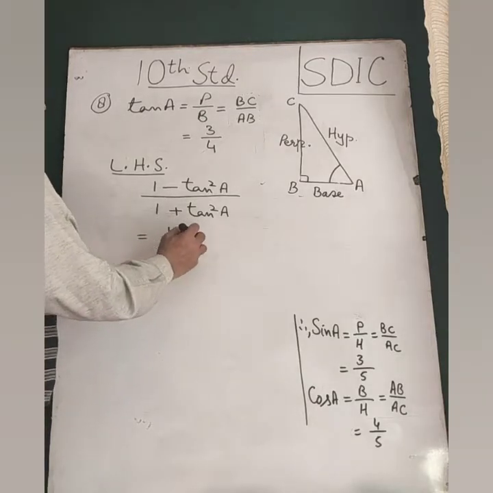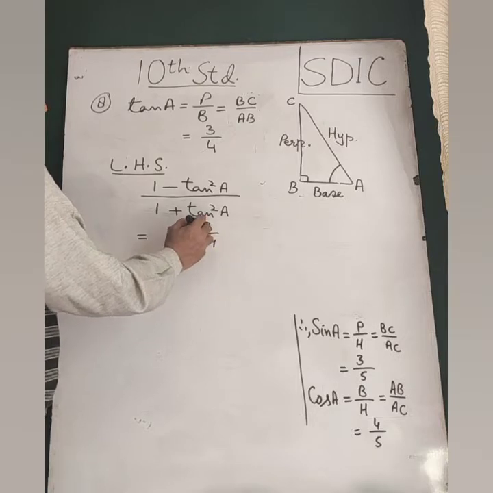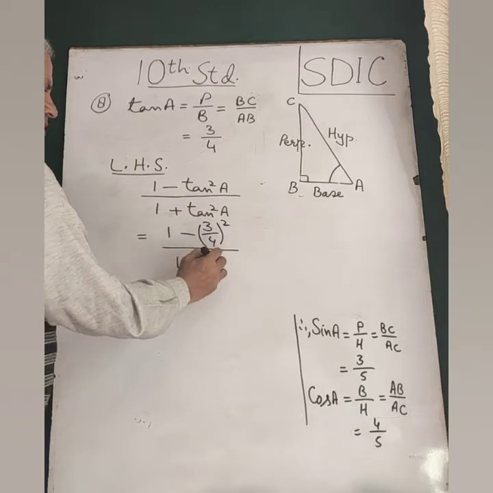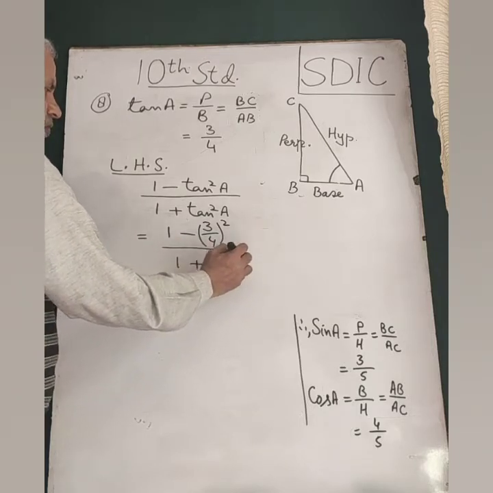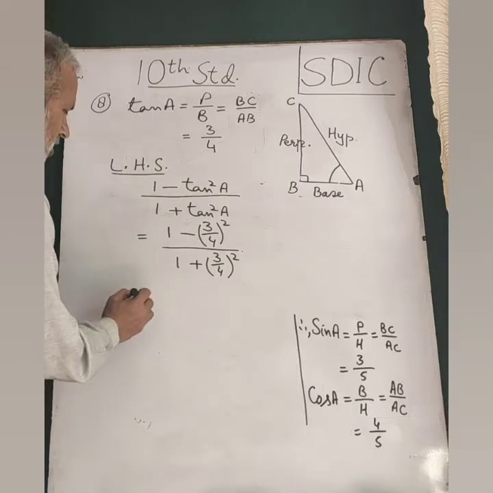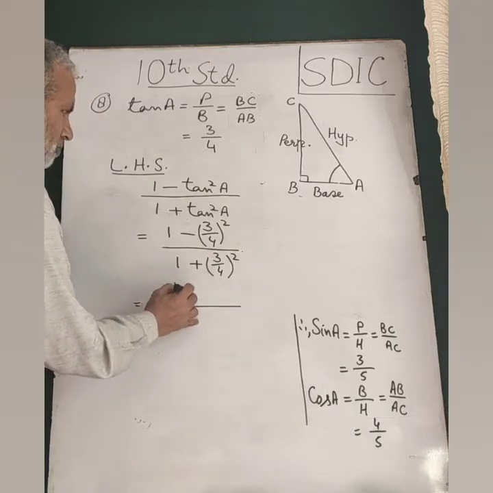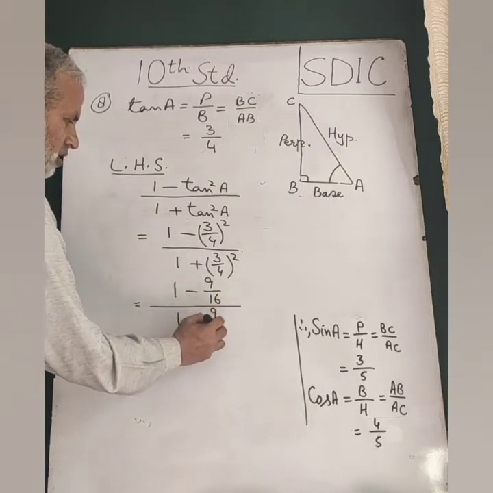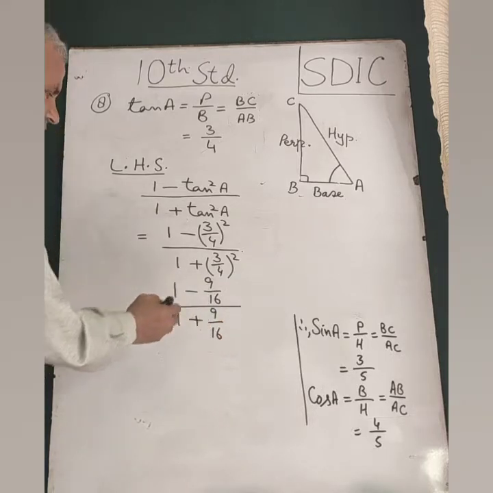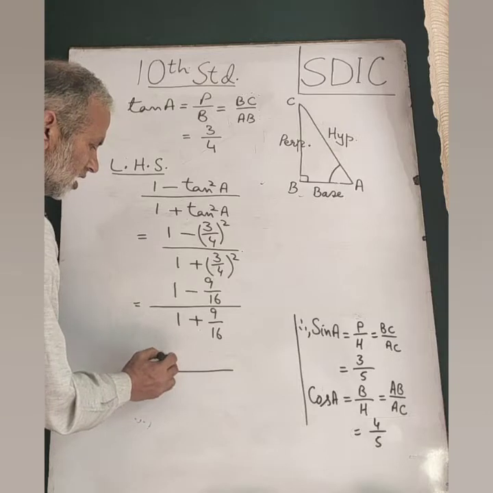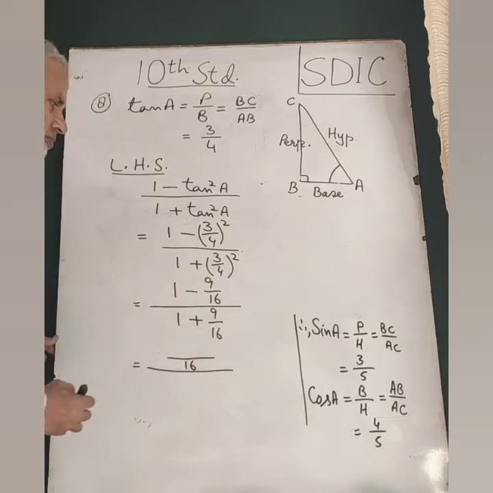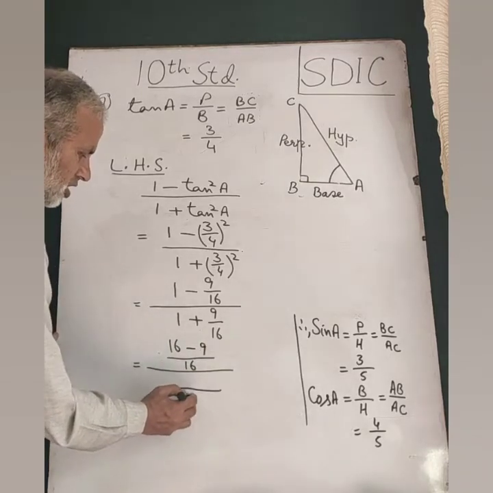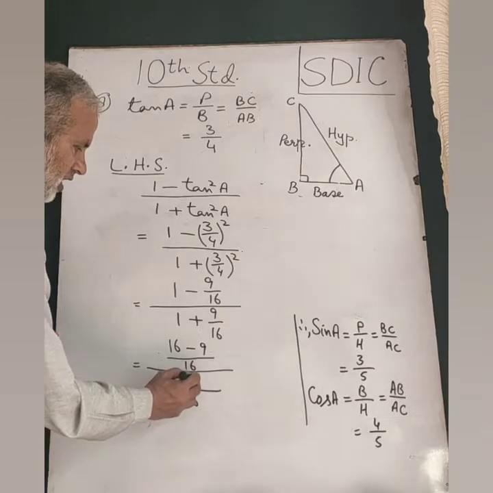So we'll have 1 minus 3 by 4, square of this 3 by 4, whole divided by 1 plus 3 by 4, and again we have the square of 3 by 4. Thus it will give us, by using square, 1 minus 9 by 16 whole divided by 1 plus 9 by 16. Then LCM, to combine terms in the numerator and denominator: 16 is the LCM in the numerator, we'll get 16 minus 9. Denominator also, 16 is the LCM, we'll again get 16 plus 9.